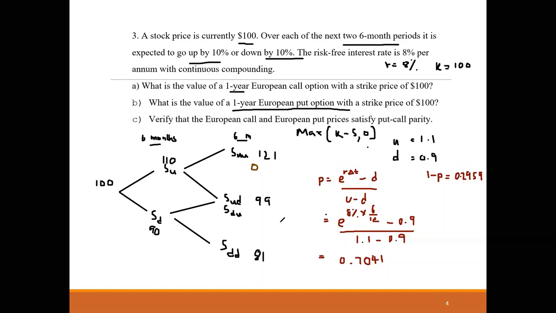If it is 99, what would be the payoff of the option? K is 100, the stock price is 99. So 100 minus 99 will give you a positive value. So you can take 1 as the payoff of the option. And again, over here, this would be 100 minus 81, because you have the right to sell it at 100. So you will exercise it and sell it at 100. So your payoff will be 19, which is the strike price minus the stock price.